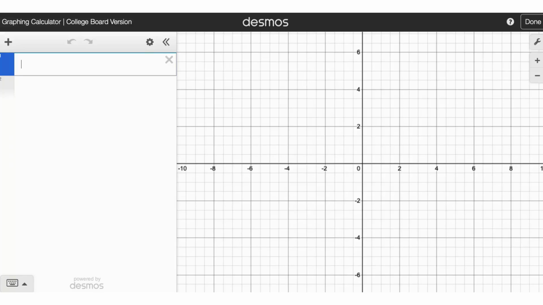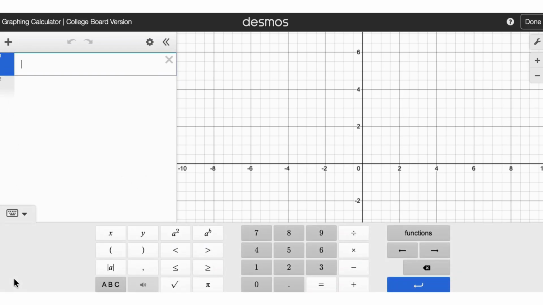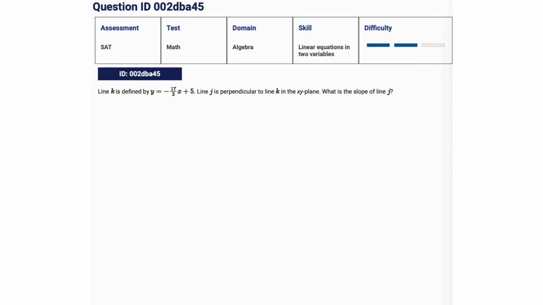So this is Desmos. You've probably seen it before in one of the BlueBook practice tests or on the official SAT test. This is a graphing calculator that you'll be provided with, and this is College Board's version, which means that I think only some functions are removed, but mostly it's the same as the original Desmos website version. So I'm going to show you how to solve a question using Desmos as well, if applicable, of course. Okay, let's start solving this question now.